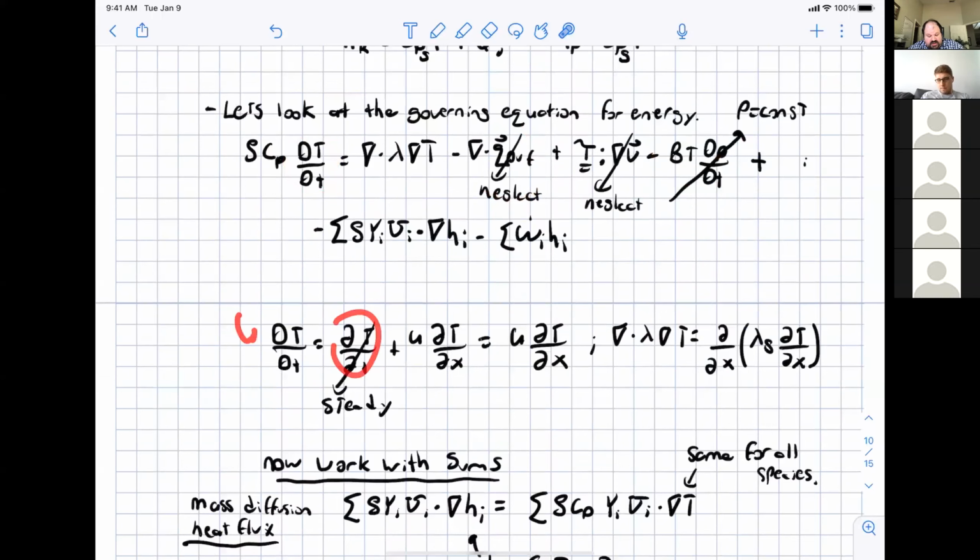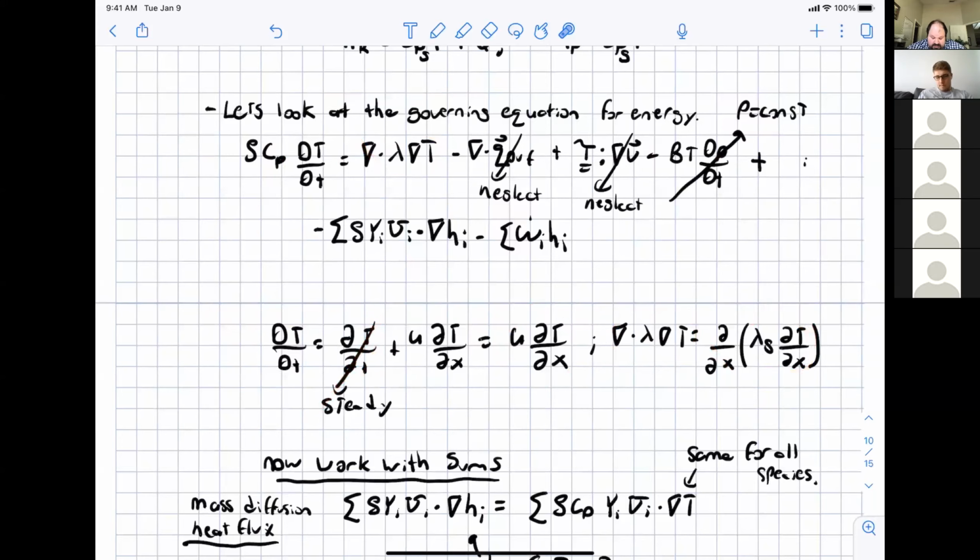That's just partial T, partial time, plus u partial T, partial x in 1D. Well, it's steady, so this term goes away, and we are only left with u partial T, partial x. The divergence of the conduction heat flux just becomes d/dx of the thermal conductivity times dT/dx. And so basically this term simplifies to this. There should be no surprises there.